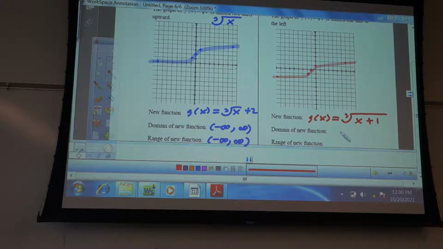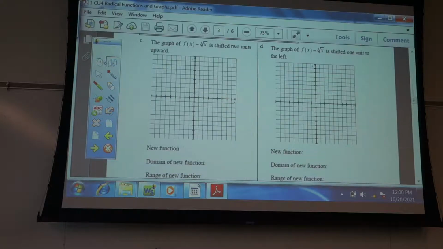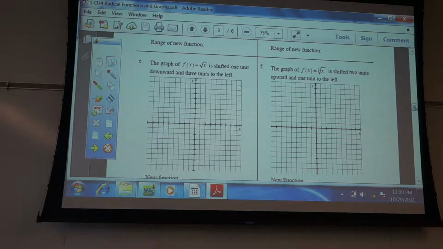Domain of the new function: these are negative infinity and positive infinity for both the domain and the range. All right. Let's take a look at the next ones down here.